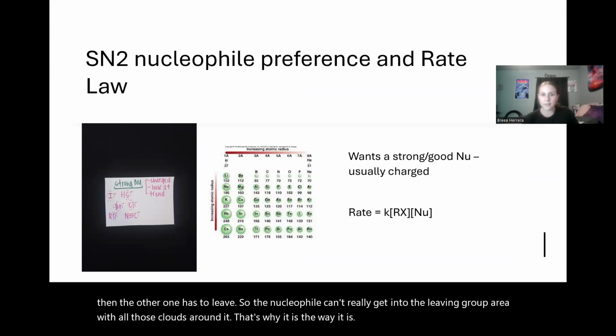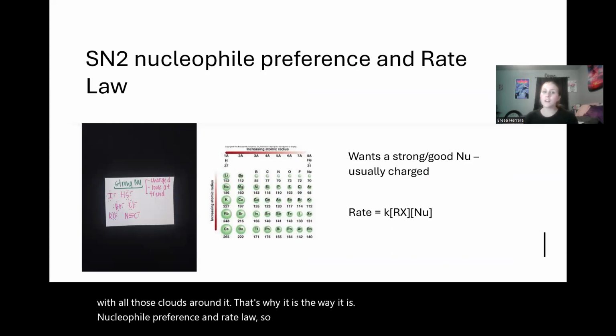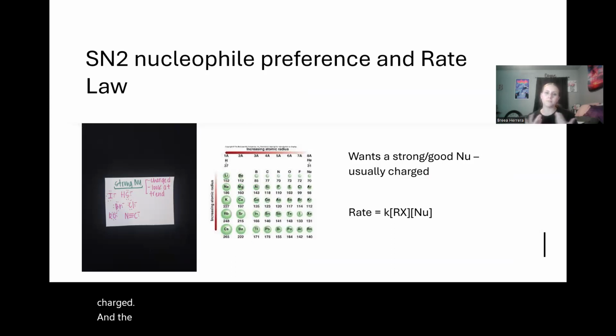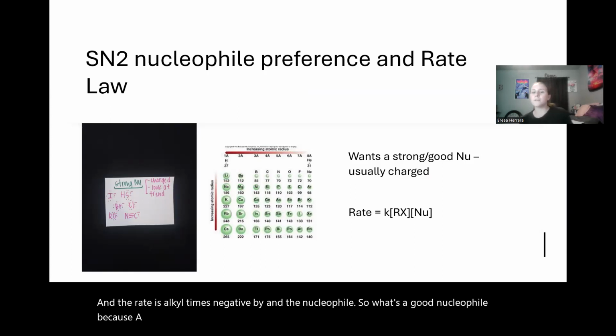Nucleophile preference and rate law. So this one wants a strong, good nucleophile, usually charged. And the rate is alkyl halide times nucleophile. So it wants a good nucleophile because the nucleophile is a part of the rate determining step.